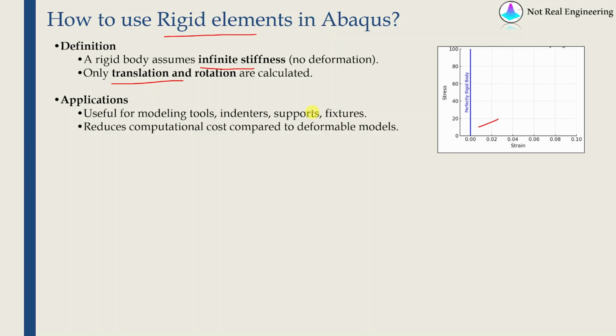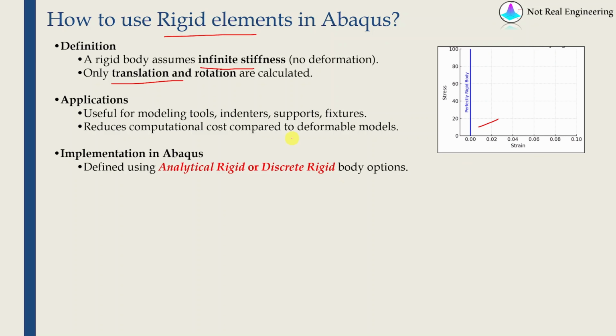And the only reason we are doing this is to reduce the computational cost. Definitely you can model that rigid body as a deformable body and still get the answers. But in this case, you will get pretty reasonable answers and computational cost will be reduced drastically. Then why not? To do this in Abaqus, we have two options. One is something called analytical rigid body and another is discrete rigid body. We will see the difference between the two in the next slide.